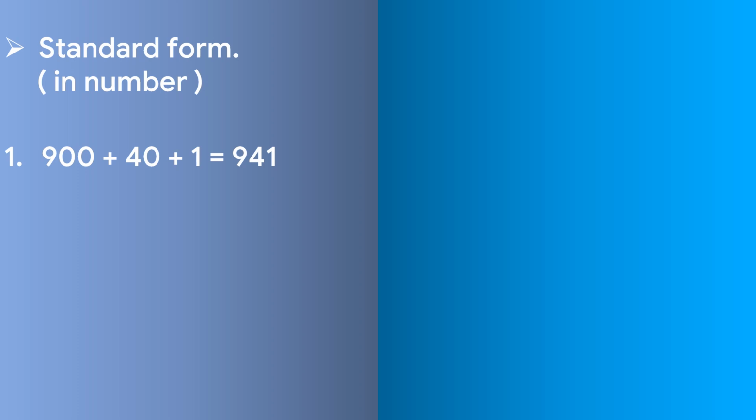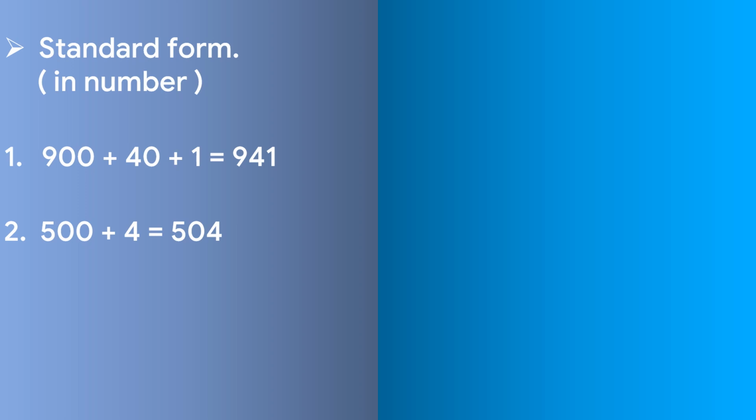So here 9 is in the place of hundreds. That's why you have to write first 9. Then 4 is in the place of tens. That's why you have to write 4 after 9, and then there is a 1. So 1 is in the place of ones. That's why at the place of ones, you have to write 1. So the standard form of 900 plus 40 plus 1 is 941.